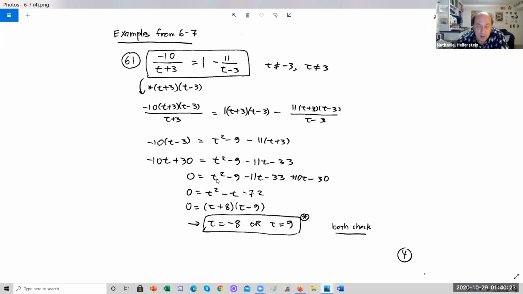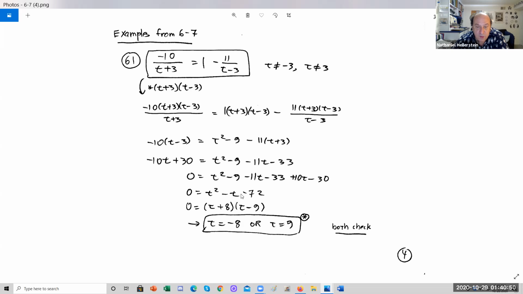All right, then we combine like terms. Here's a t squared, minus 11t plus 10t is minus t. Minus 9 minus 33 minus 30 is a minus 72. 0 equals t squared minus t minus 72. We need two numbers which add to negative 1 and multiply to negative 72. After a bit of searching, you get 8 and negative 9. So 0 equals (t plus 8) times (t minus 9).